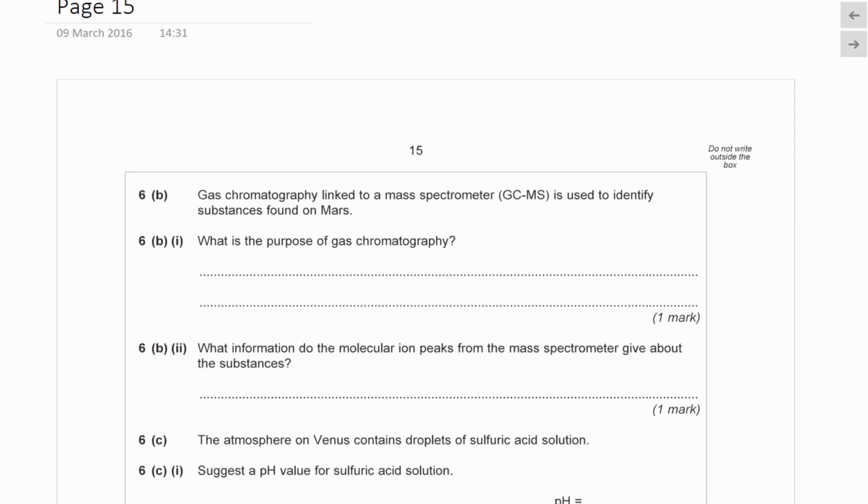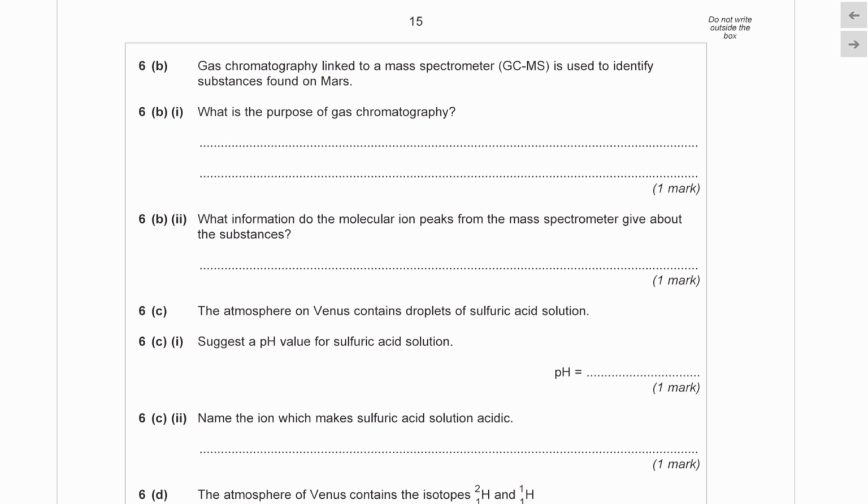And moving on. Question B, it says gas chromatography linked to a mass spectrometer is used to identify substances found on Mars. What is the purpose of gas chromatography? Well, chromatography doesn't actually identify anything outright. You would have to compare it to other things to be able to identify. But what chromatography does do really well is it separates things. So this is to separate different substances.